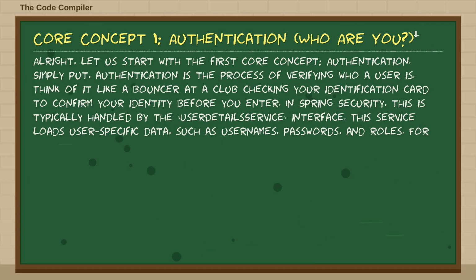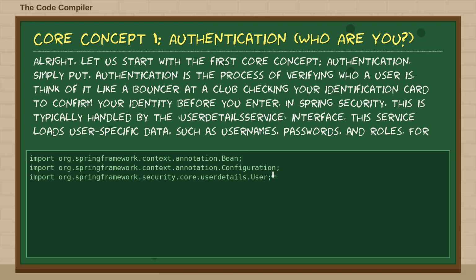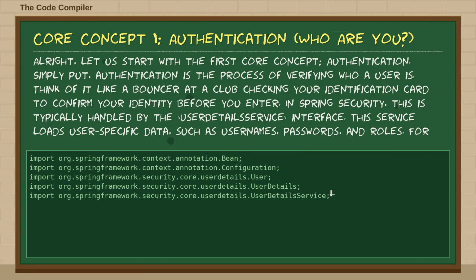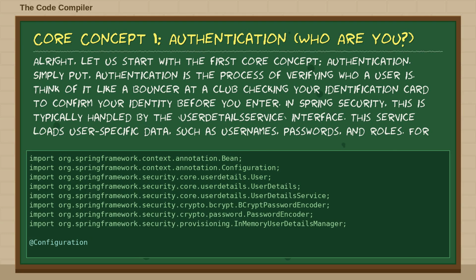On the whiteboard, you can see a basic configuration for in-memory authentication, where we define a UserDetailsService bean and a PasswordEncoder bean. This setup tells Spring Security how to find your users and how to verify their passwords when they try to log in. It is the very first step in securing any application.